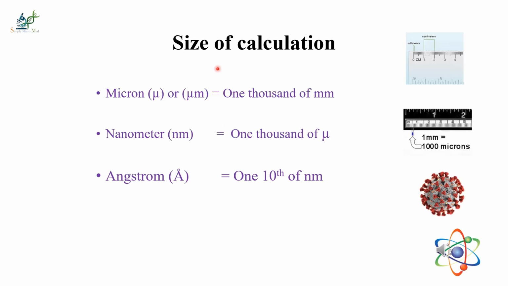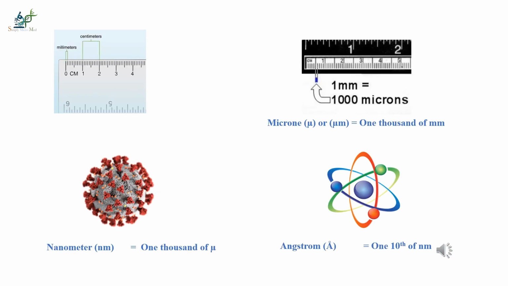And next, about the size calculation: micron, nanometer, angstrom. Micron is equal to 1/1000 of a millimeter. Nanometer is equal to 1/1000 of a micron, angstrom is equal to 1/10 of a nanometer. This is the scale. Here you can see 1 centimeter.